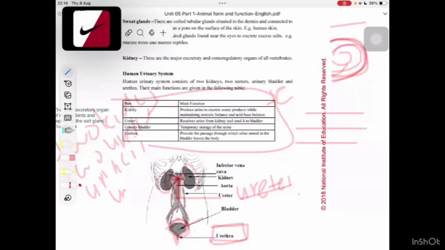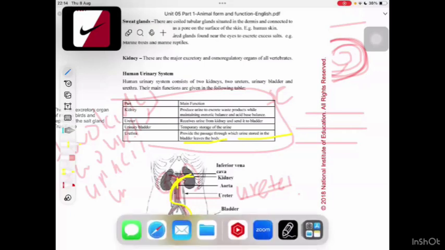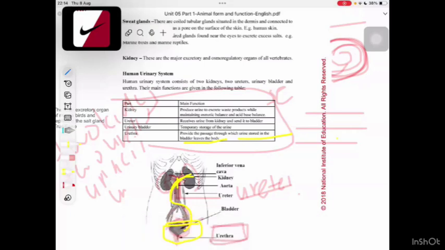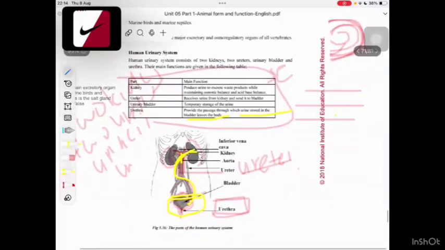Then what is the function of ureter? You can think and write, right? Ureter receives the urine from kidney and sends it to the bladder. Then the urinary bladder temporarily stores the urine until we need to go to the washroom. Now the urethra: urethra provides the passage through which urine stored in the bladder leaves the body.